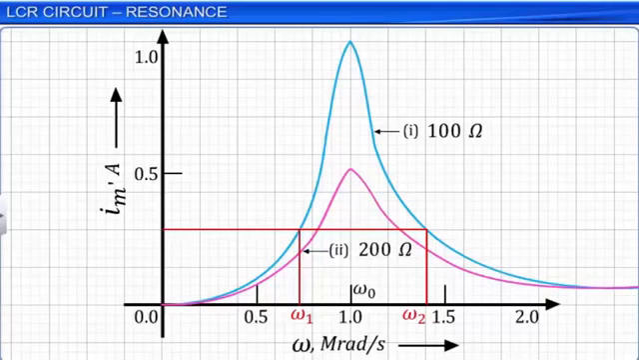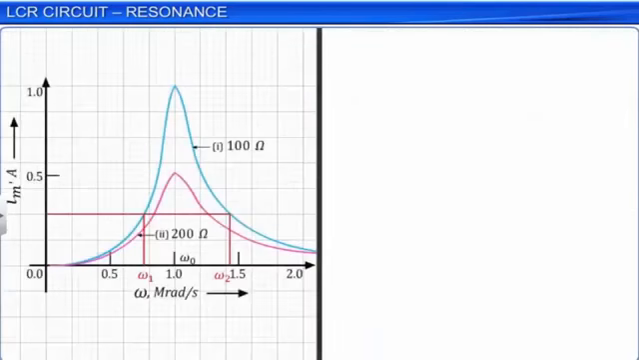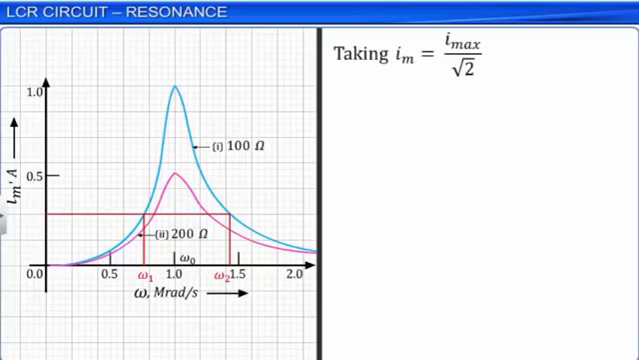Let us consider the specific case of the frequency at which the amplitude of the current is 1 by root 2 times the maximum value of the amplitude of current, I max, at natural frequency. Let the corresponding angular frequencies be omega 1 and omega 2. From the graph, we have omega 1 equal to omega naught minus delta omega, and omega 2 equal to omega naught plus delta omega, where delta omega is the difference between omega naught and omega 1 or omega 2. Hence, the difference between omega 2 and omega 1 is equal to 2 delta omega.